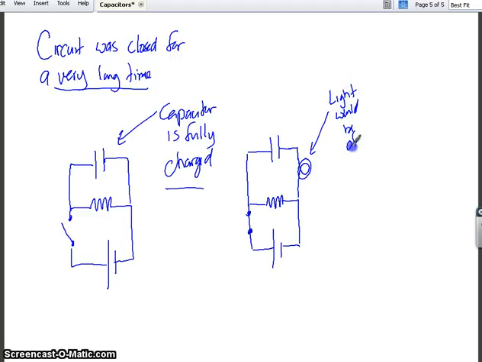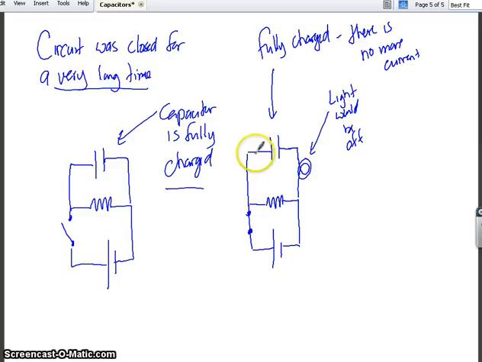Because once a capacitor is fully charged, there is no more current. There wants to be a current, but the battery can't push any more charge onto this plate. So once this thing becomes fully charged, there is going to be a positive side and a negative side waiting to be discharged. And until it gets discharged, there's going to be no current on this branch right here. This branch will still work just fine, but this branch will have no more current passing through it. So the current is now done.